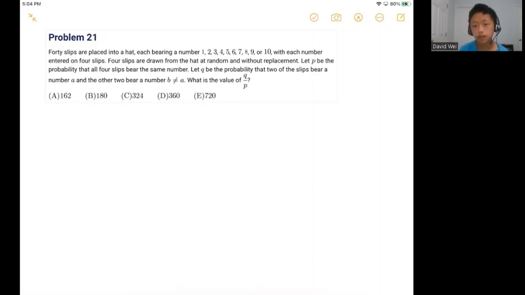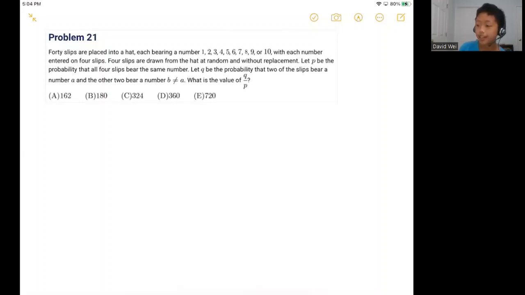So each of the numbers from 1 through 10 is written on 4 slips, which makes sense. 4 times 10, you would get 40 slips in total. And then we're given that we're going to draw 4 slips from the hat at random without replacement.